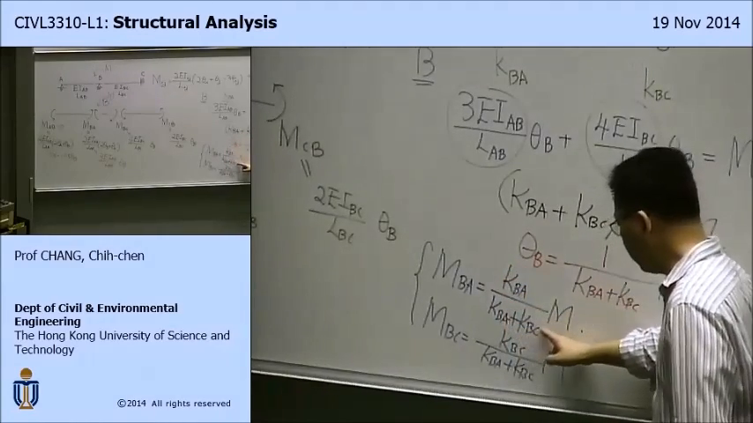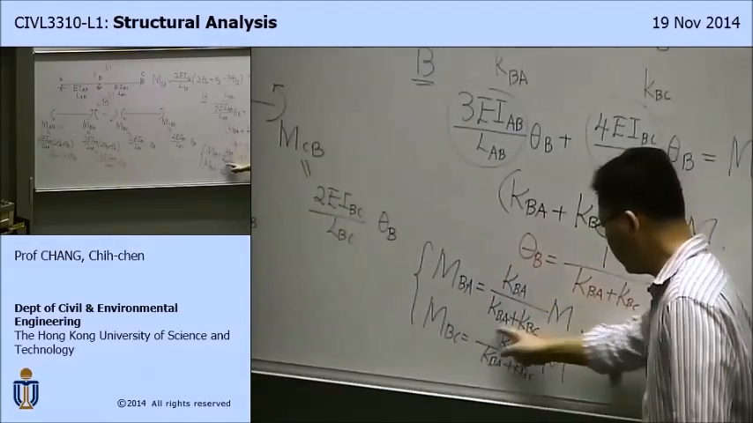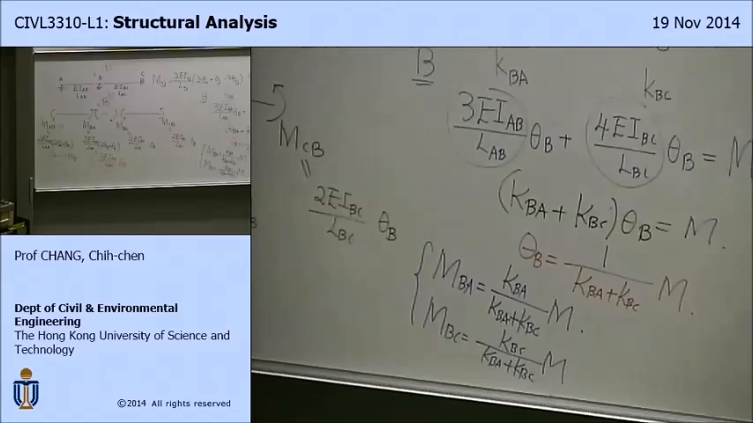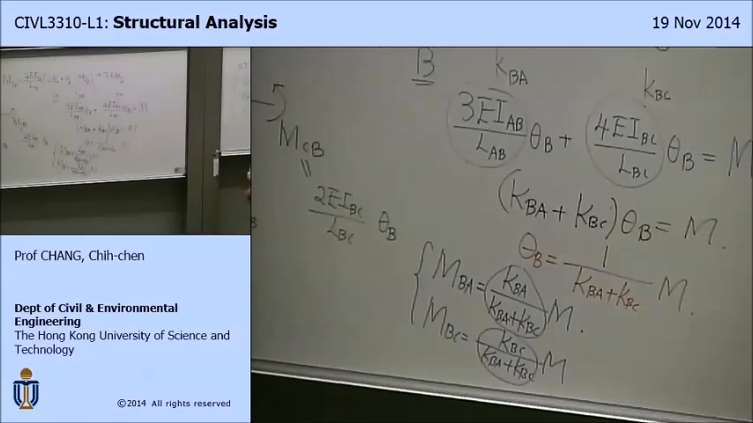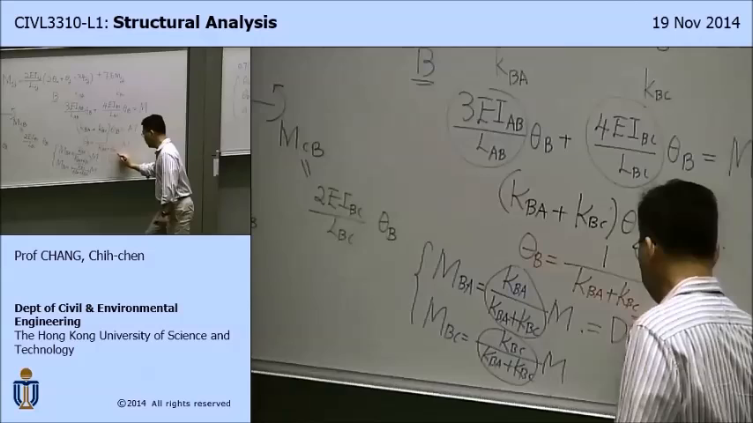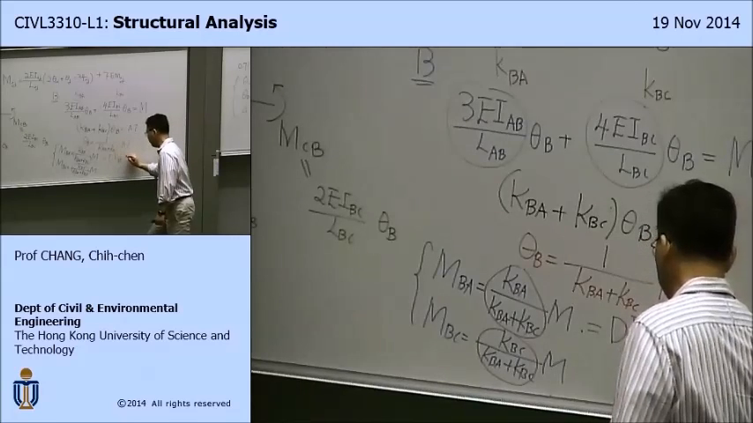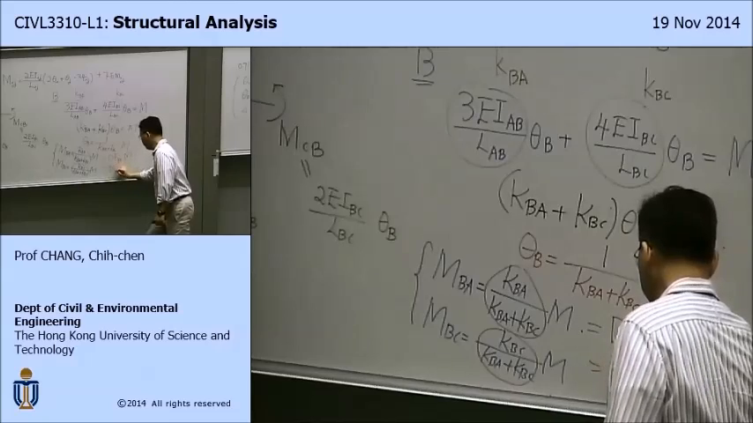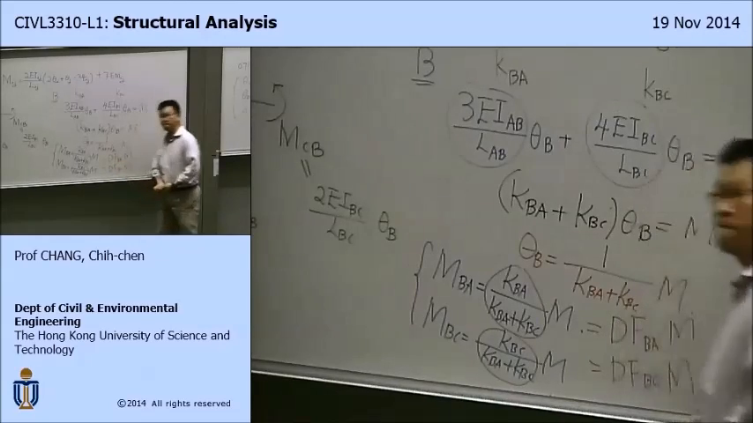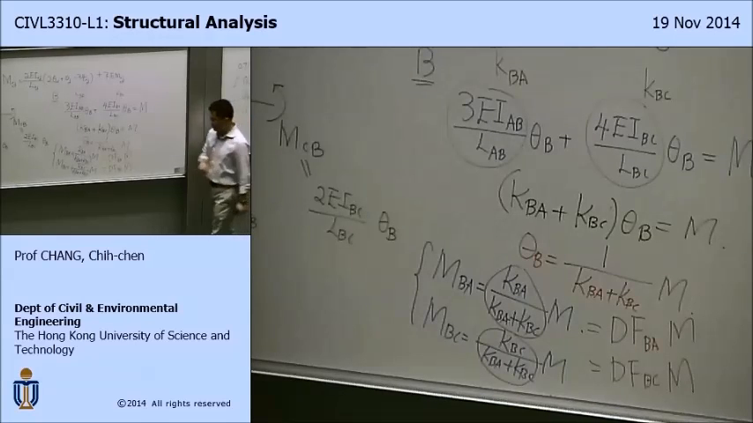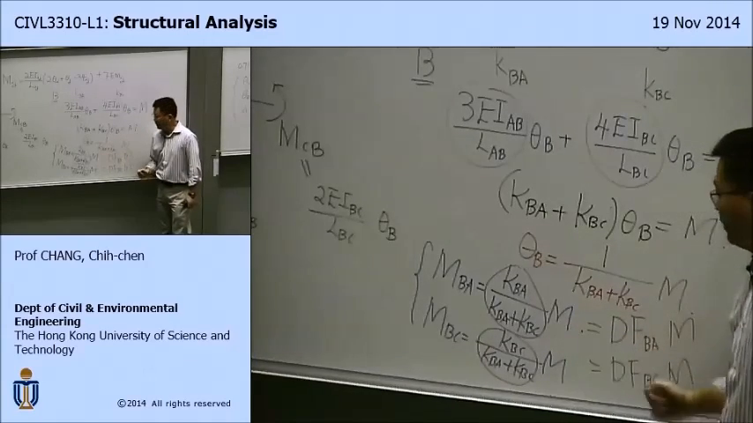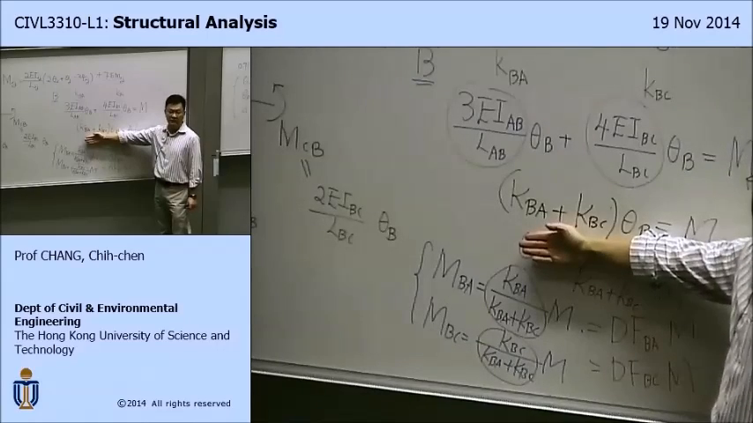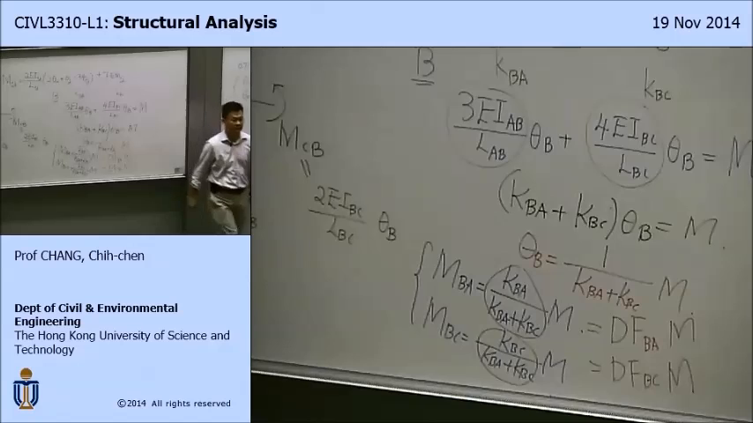And this is more like distributing the moments into MBA, distributing the moments into MBC. So we give this a name. These are called distribution factors. I call this distribution factors associated with BA, so DFBA and DFBC. If I have a way to systematically calculate distribution factors, then I can directly distribute the moments into the components and then just forget about calculating the rotation angle completely. So distribution factor is the first important concept for moment distributions.